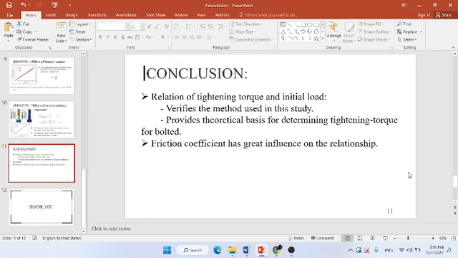And the final conclusion: based on a comparison with the theoretical relationship between torque and initial load, the following conclusions can be drawn. It verifies the methods used in this study and provides a theoretical basis for determining the tightening torque for bolt joint design. Friction coefficient has great influence on the relationship between torque and initial load.